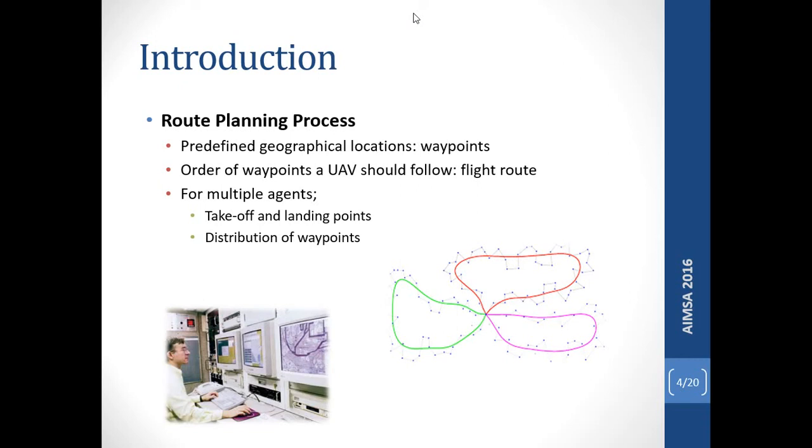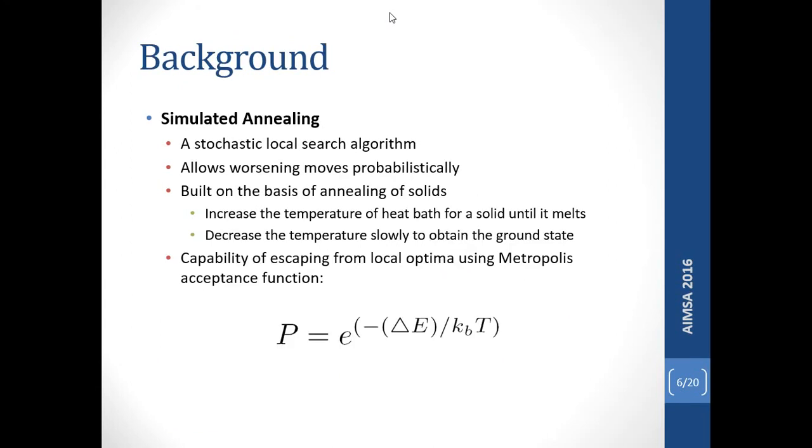So, the computation of optimal route for these surveillance missions is the main challenging issue in the flight route planning process, and it requires some special optimization methods in practice. Simulated annealing is a stochastic local search algorithm which is able to escape from local optima by allowing some worsening moves probabilistically.